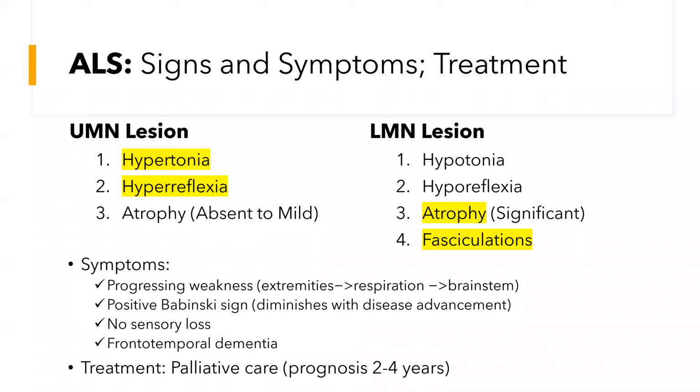With ALS, you have no sensory loss because it's not affecting those dorsal spinal tracts, and sometimes it's coupled with frontotemporal dementia. And unfortunately, there is really no treatment. It's mainly palliative care. There is no effective solution to help cure somebody of this disease, but you can try to delay the progression. There's a new medication that came out, Riluzole, I believe, and it is a glutamate inhibitor, and it helps you manage those symptoms.